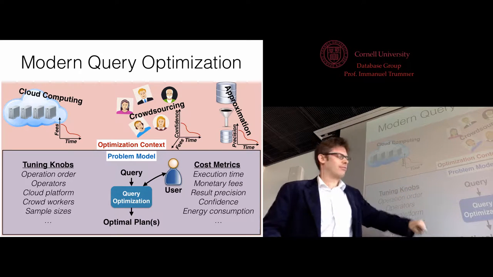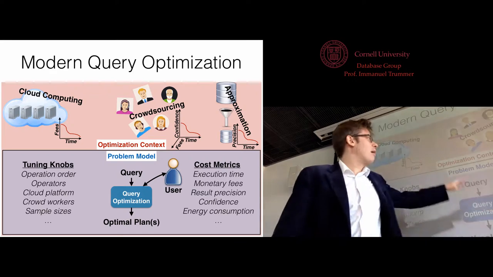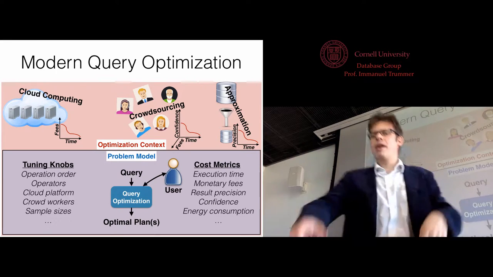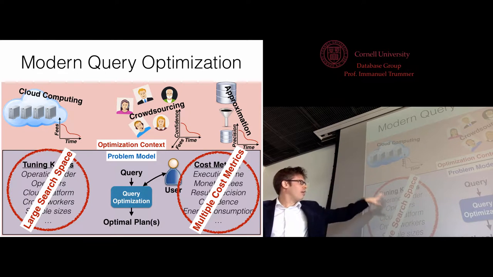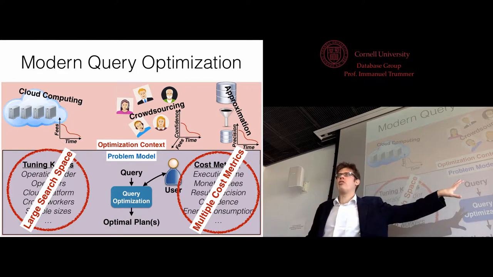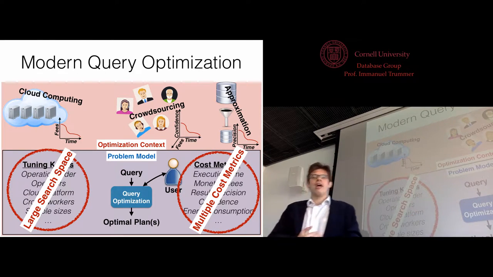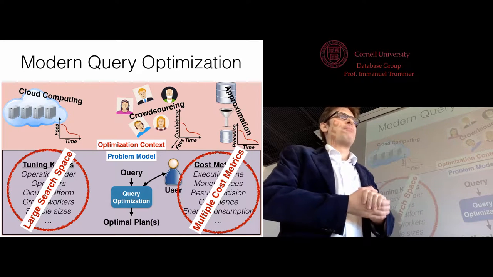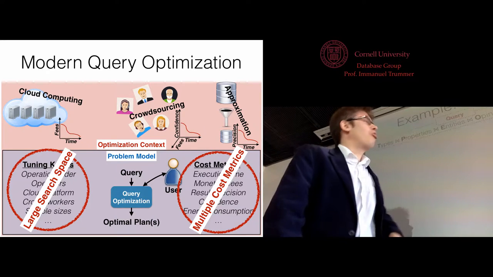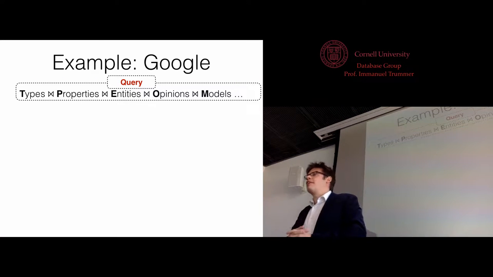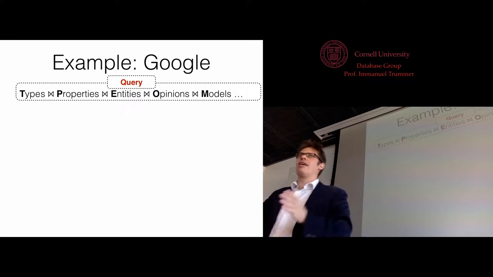Very good question. And at the same time, the number of cost metrics that we have to compare different query plans is also increased. So altogether, a large search space and many conflicting cost metrics, query optimization actually becomes a harder problem. And now in the following, I'm going to make that more concrete by showing you an example for query optimization in the context of large-scale data analysis.